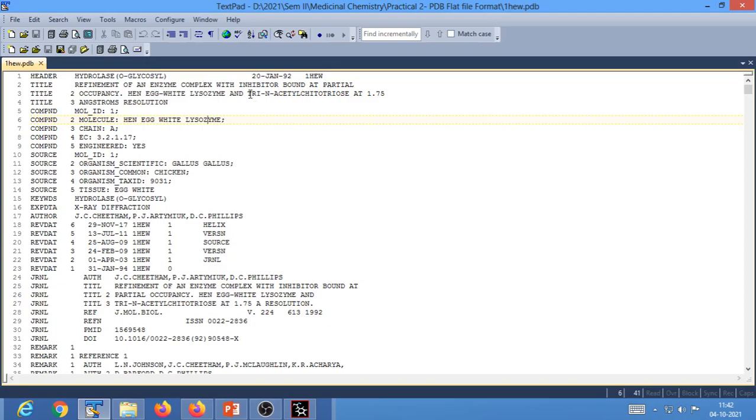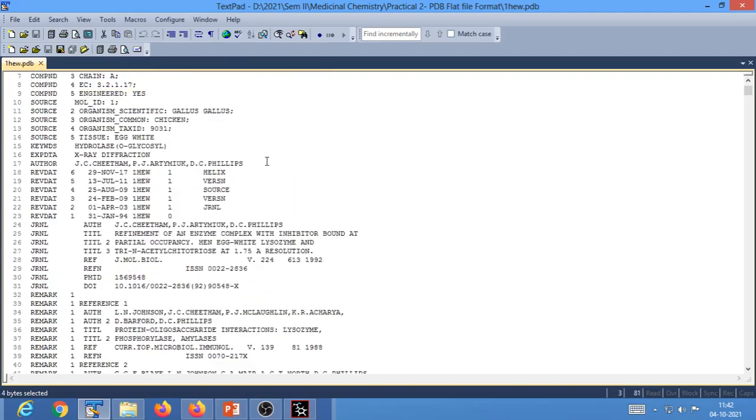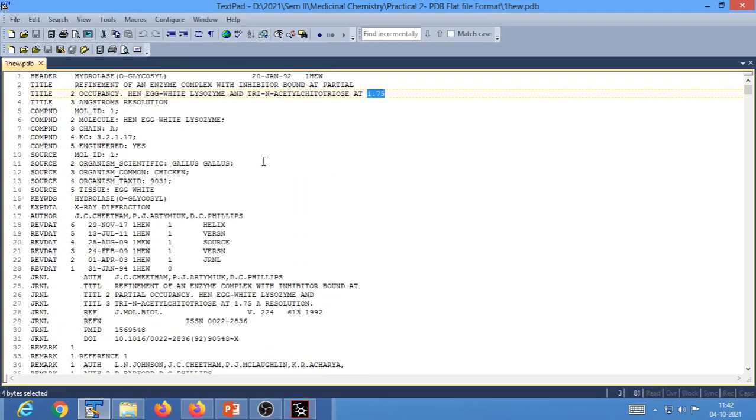that corresponds to tri-N-acetyl chitotriose at 1.75 angstrom resolution. So this is the model that we are going to use for our subsequent practicals. Now let us try to understand how structural data is arranged in this PDB file.